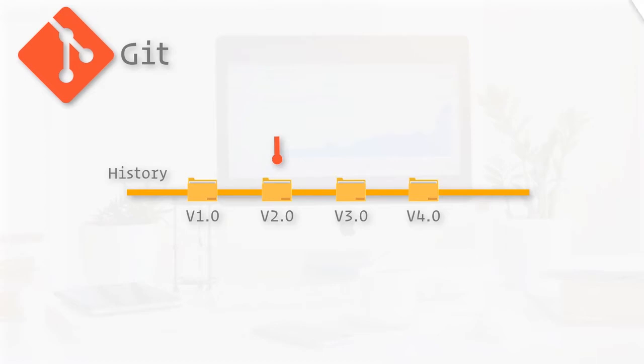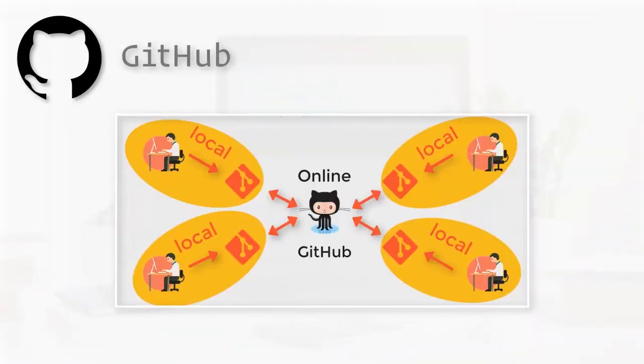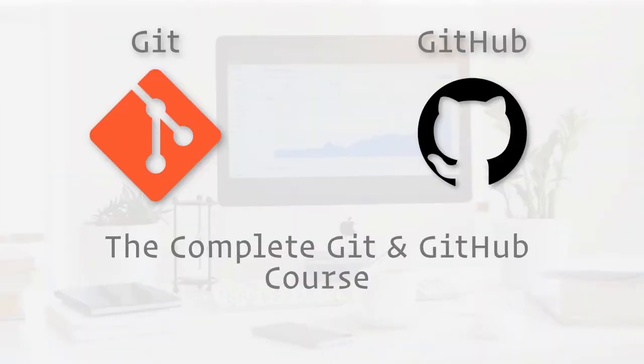Git allows you to record different versions of your project and lets you go back in time and check previous states of the project. As for GitHub, it's an online service where you can share your code with the world, and it also allows us to collaborate with different developers. So, if you want to learn those things, then this is the right course for you.